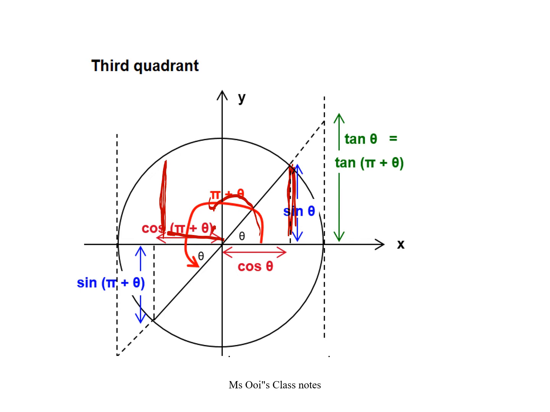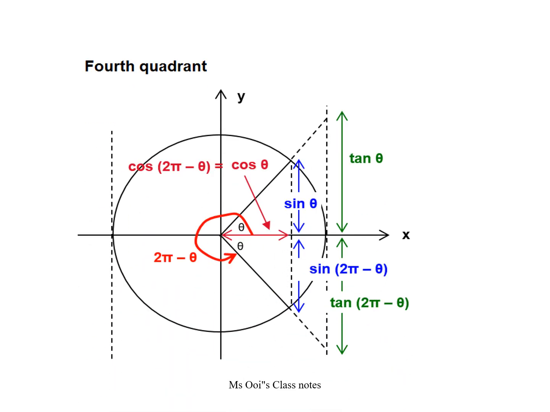Okay, let's move on to the third quadrant. In the third quadrant, we say pi plus theta. So the angle is pi plus theta. The y coordinate is called the sine of pi plus theta, and the x coordinate is cos of pi plus theta. And the sine of that is the negative of the first quadrant answer, and the cosine of pi plus theta is also the negative of the first quadrant answer.